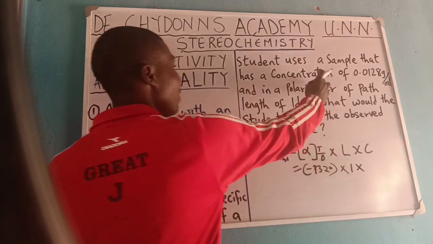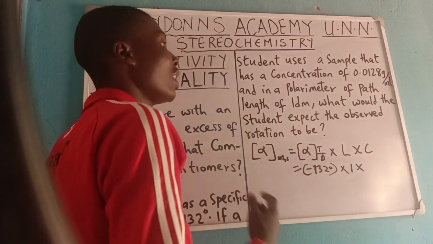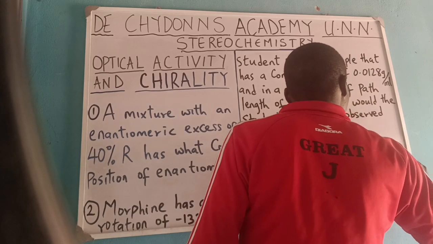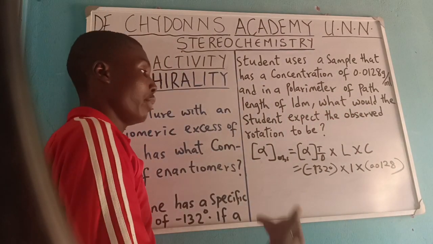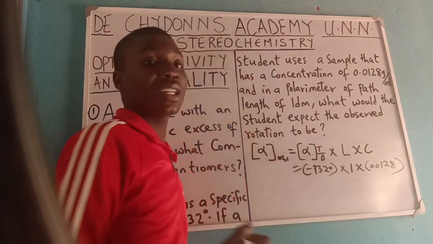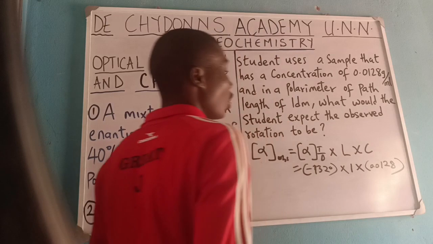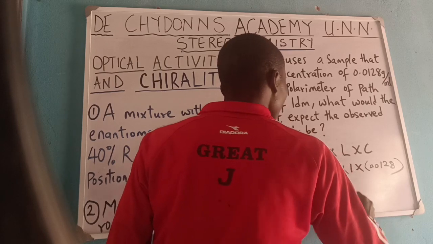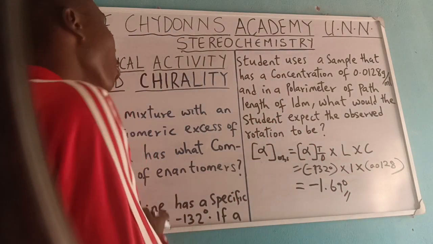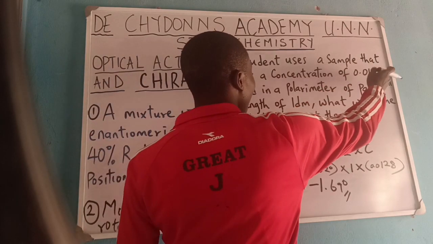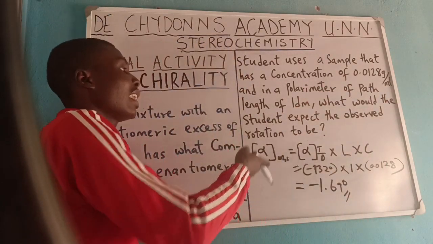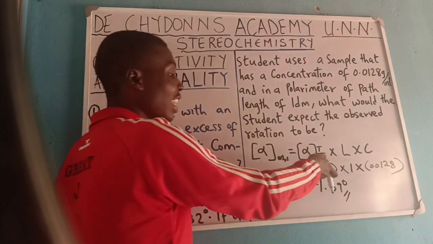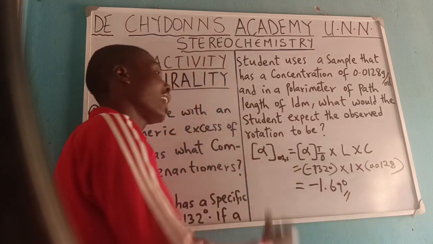And then according to the question, we have a concentration of morphine of 0.0128 gram per mole. So minus 132, if you press your calculator, times 1 is going to give you minus 132. Then when you multiply by 0.0128, you're going to have minus 1.69 degrees. So the implication is that the observed rotation for morphine concentration of 0.0128 gram per mole in a polarimeter that is 1 dm, even if morphine specific rotation is minus 132 degrees, is actually minus 1.69 degrees. So that is the observed rotation.